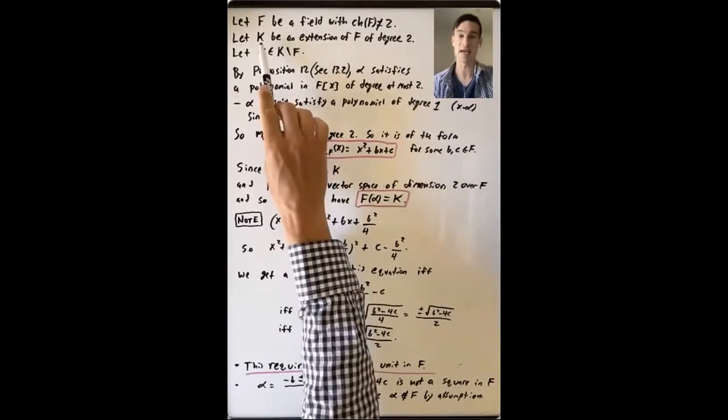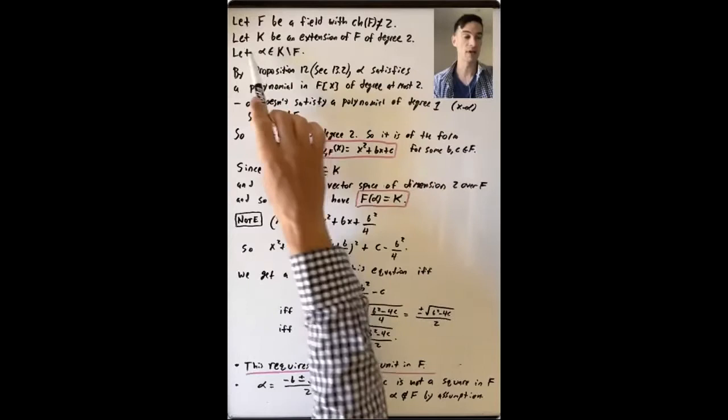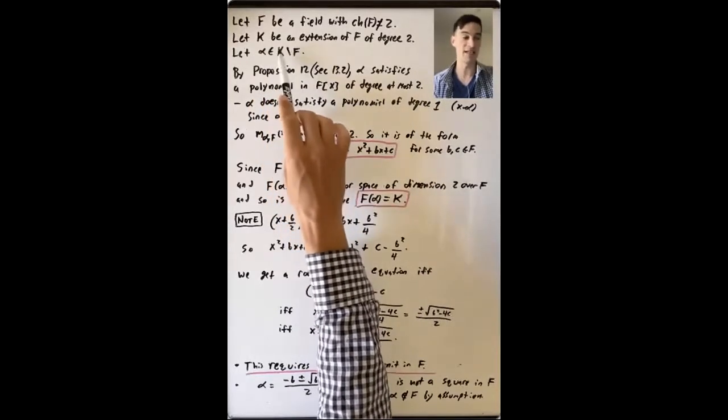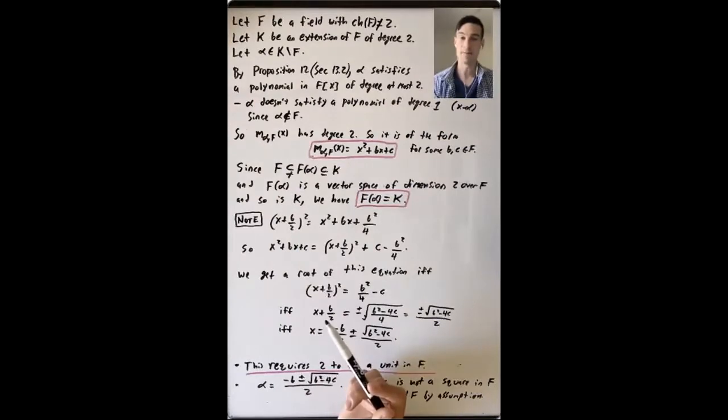We're going to let K be an extension of F of degree 2. And we're going to take any element alpha that's in K, but not in F. So what do we know about alpha? Well, by Proposition 12 that we proved last time, alpha satisfies a polynomial in F[X] of degree at most 2. How do we know something about the polynomial satisfied by alpha?